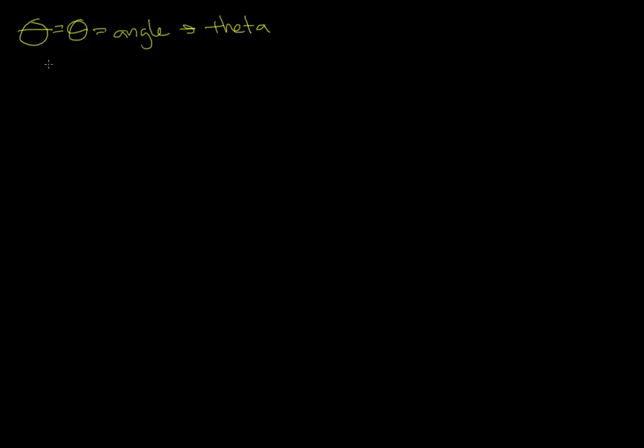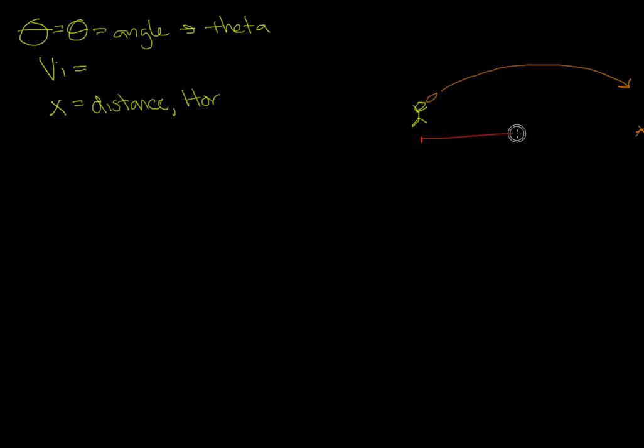Another one you're going to see is initial velocity. Another one you're going to see is x, which is how far the projectile flies, the distance horizontally. If this is you and you throw a football and it goes like that, and it lands, let's say, here, this distance from where you let it go all the way to where it lands is your x. This is your angle. And how fast it's going when it leaves you is your initial velocity.